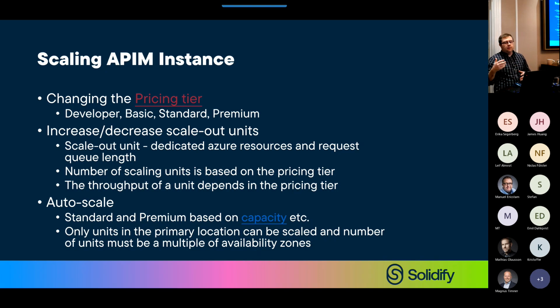And it's also important to notice for those who are using redundancy or availability zones, if you deploy to regions that have 2 or 3 availability zones, then you need to increase the number of units by a multiple of the number of availability zones, right? So that's also important to notice.